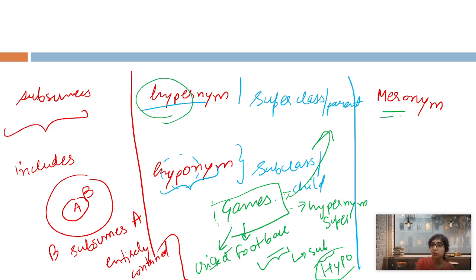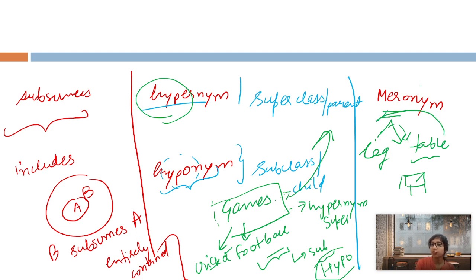And what is a meronym? If one thing is a part of the other, then we say it's a meronym. Let's say there is this word, table. If we draw any table, it has four legs, right? Like this, it is having four legs. So we say that leg is a meronym of the table. Leg is a part of the table. Table is not a part of the leg.